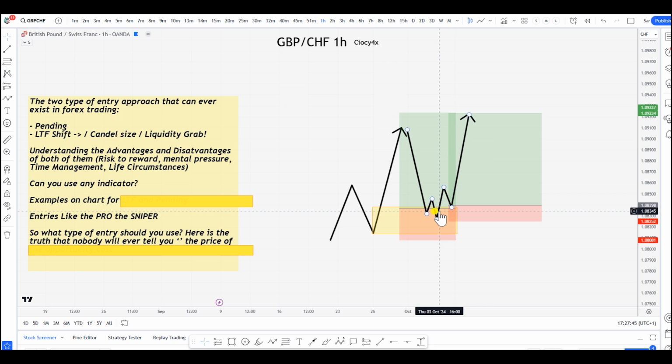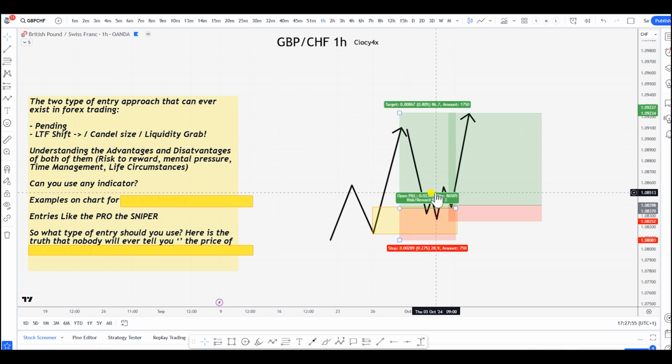Now what do I do next? You wait for momentum shift. Now I say momentum shift, but you guys can see here, I mentioned candle size, liquidity grab, because whether you do structure or not structure, right?